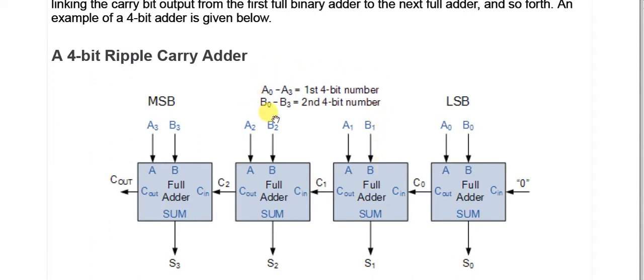So that means we will have the first 4-bit number A0 to A3. We will do the example in the next part, coming at the end of the slide. And then we have B0 to B3. These are the 4 bits. Suppose we want to add them together. A0 to A3 is the first 4-bit number, and B0 to B3 is the second 4-bit number. We would like to add them together.